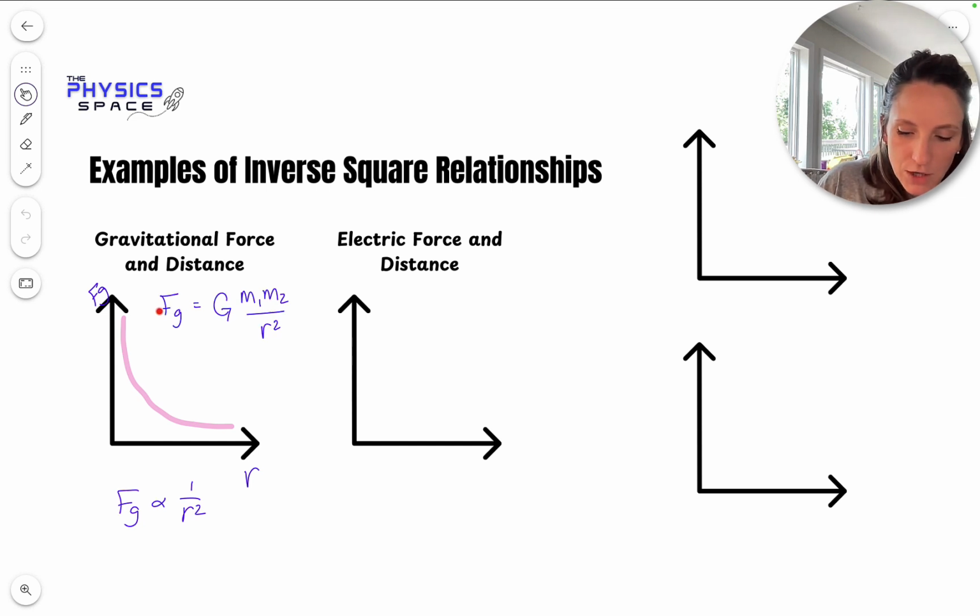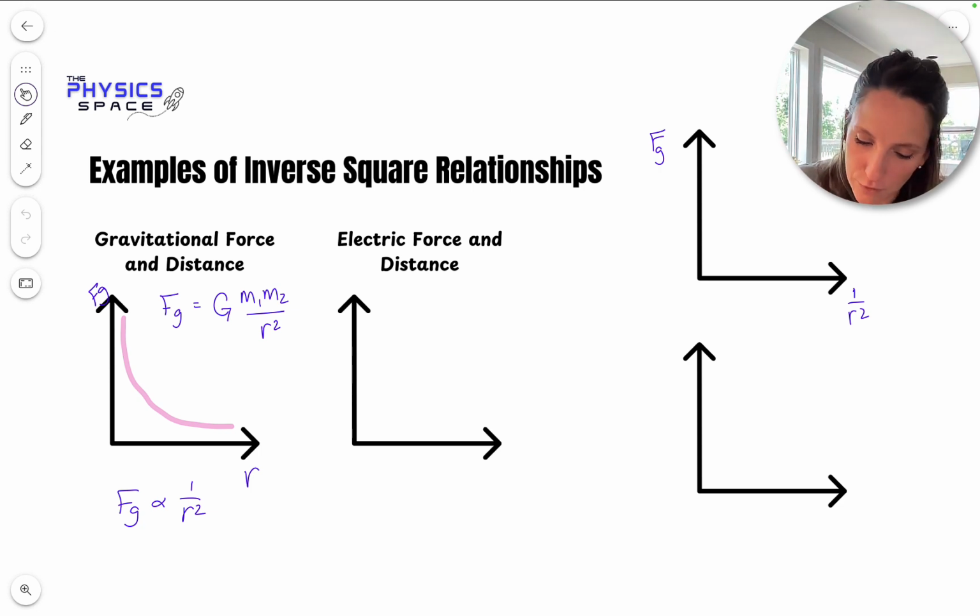I have gravitational force, and if we ignore these things here and just focus on the relationship with r, we have 1 over r squared on the right-hand side. So if I graph force, the gravitational force, and 1 over r squared, that is going to linearize my graph. So also here again, we have the same exact kind of relationship.